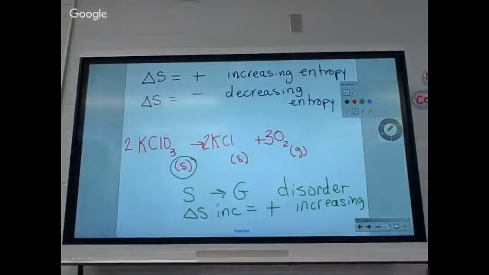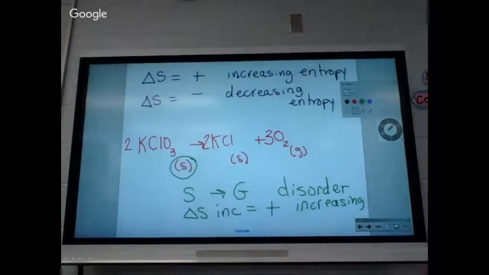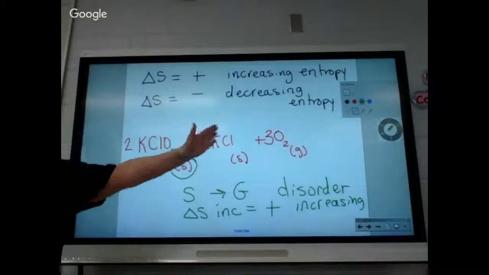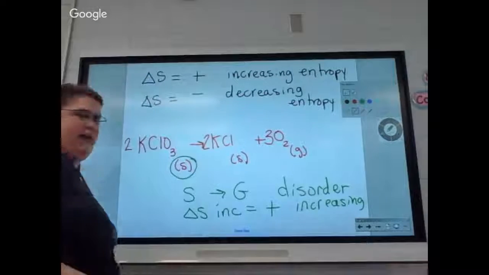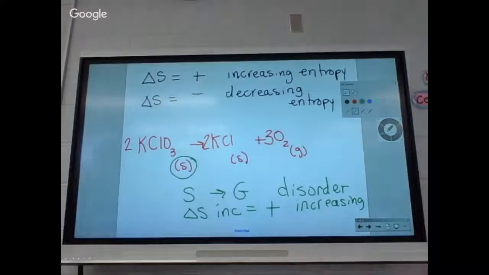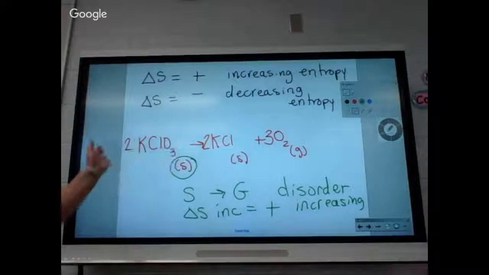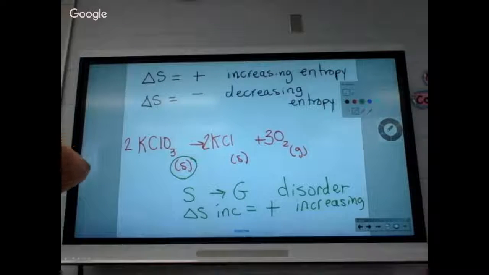Does that make sense? Yes or no? I got some nodding. I'm just trying to see if you understand what I'm trying to get at. Okay, you're checking the states. You're not looking at any of the compounds. You're looking at the states in the equation. Okay? Does everyone have what they want off the board? It's going to be written. You're not going to have to figure that out. It's going to be written in the equation.